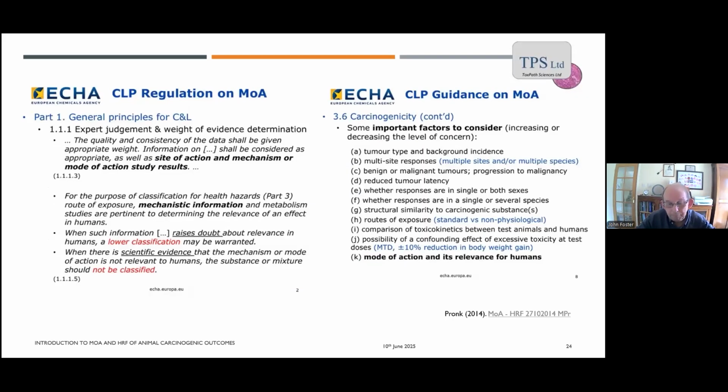This was from a presentation by Maria Pronk. It mentions site of action and mechanism or mode of action studies. When you have such information, a lower classification may be warranted, or if there's scientific evidence that supports that the mode of action is not relevant, then the substance won't be classified. And again, if you look at the ECHA site, you will find this.